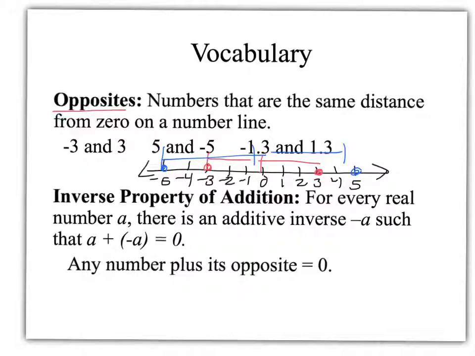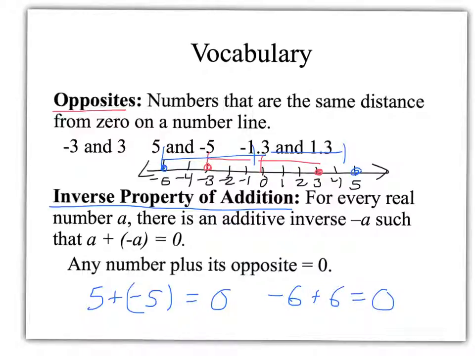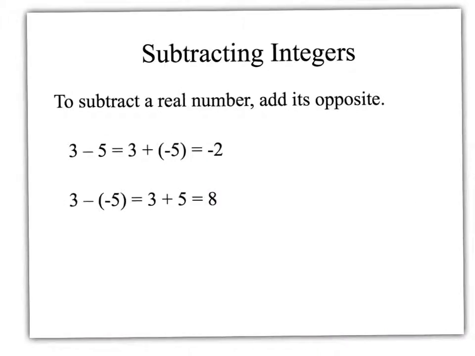Then we have this inverse property. Now I'm never going to ask you to say what is the inverse property of addition. You just kind of need it to know how to do subtraction. So it says for every real number A, there is an additive inverse, negative A, such that if you take A plus negative A equals 0. All that's saying is any number plus its opposite equals 0. If I took 5 plus negative 5, that would equal 0. If I took negative 6 plus 6, that would equal 0. That's all that's saying. Okay, and we have one subtracting rule.